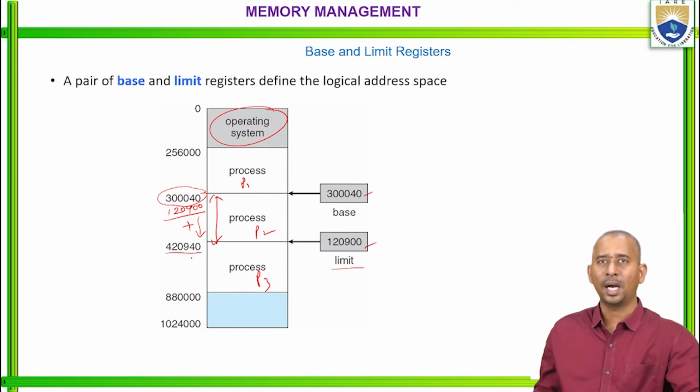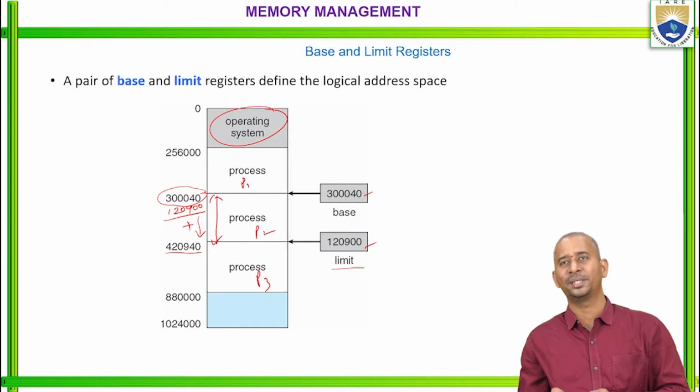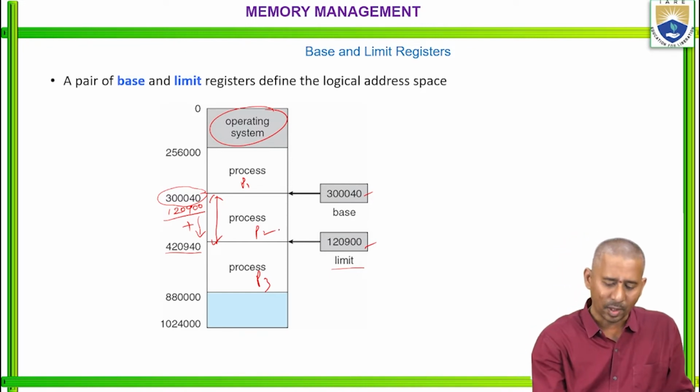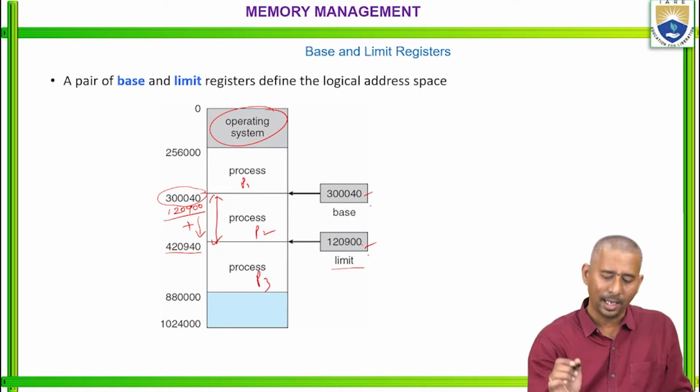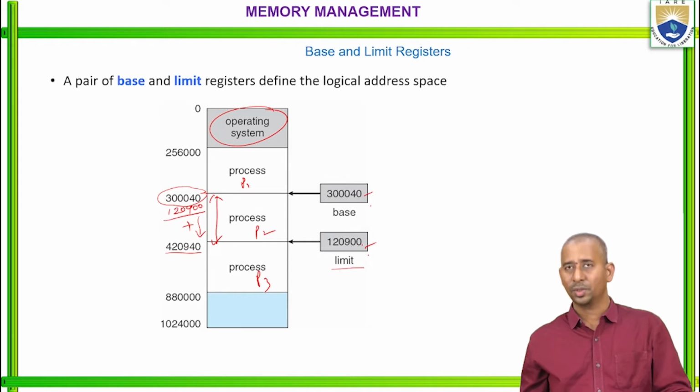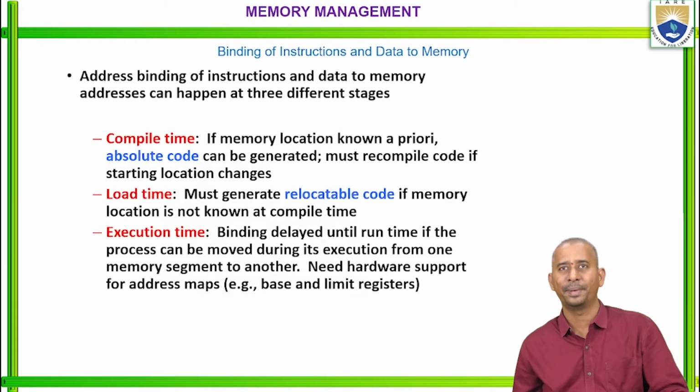So that means the logical address space is always defined by the base and limit registers. Now we can say that the process P2 has this base address and this limit. So these two are very important in memory management.